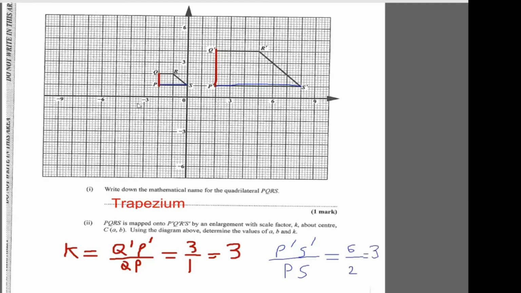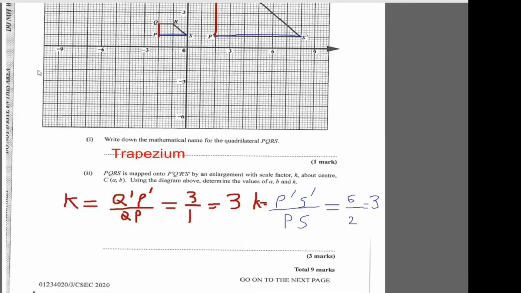All right, and so that's the scale factor. The scale factor K is equal to 3. So anyway you take it, the scale factor is 3. Nice and easy. So we did the first part.